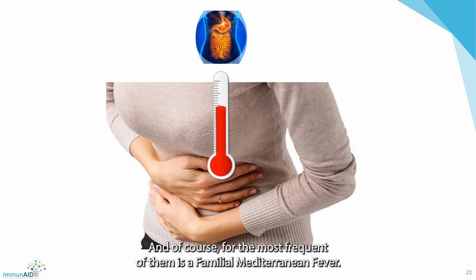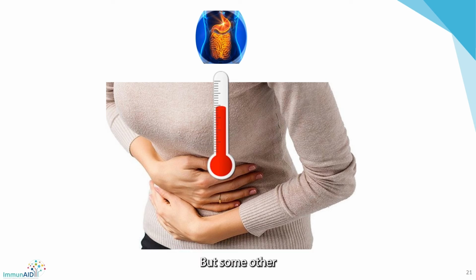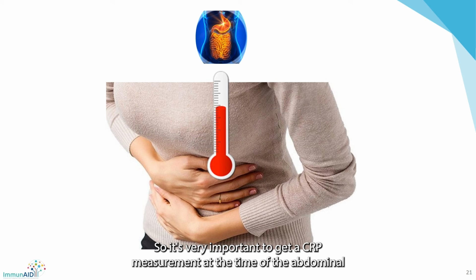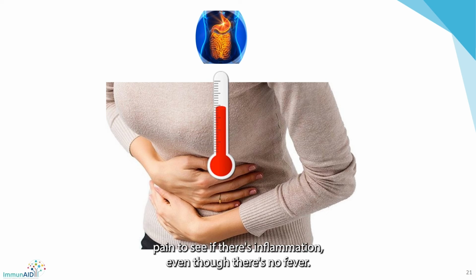Of course, the most frequent of them is familial Mediterranean fever, but some others can manifest themselves by abdominal pain, with or without fever, mostly with fever, sometimes without fever. So it's very important to get a CRP measurement at the time of the abdominal pain to see if there's inflammation, even though there's no fever.